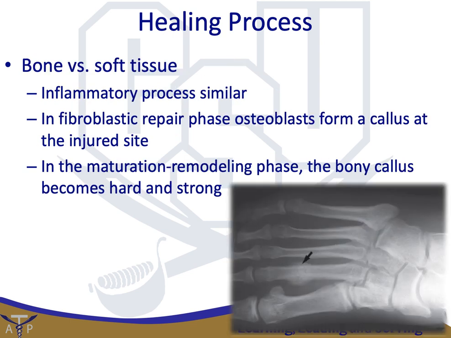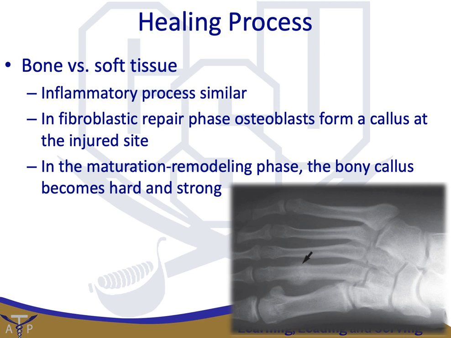Let's move on to some other terms that we need to differentiate between. First and foremost is the idea of bone versus soft tissue healing. Even though we're within the healing process still, we need to understand the differences between the two. When we look at this, bone and soft tissue have a very similar process in the inflammatory phase. The big difference occurs in the maturation phase as well as the second phase of the process, which is the fibroblastic repair phase.